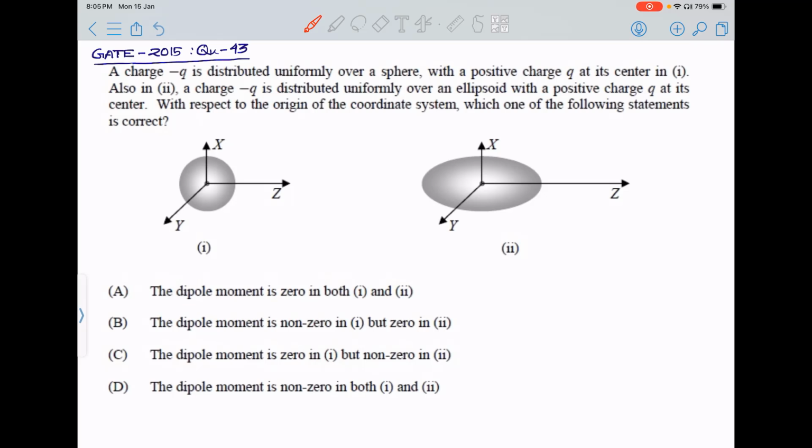So two figures are given in which in both of the cases plus q charge is kept at the center and minus q charge is distributed around the surface of the sphere as well as the ellipsoid. And the four options are: the dipole moment is zero in both 1 and 2; the dipole moment is non-zero in 1 but 0 in 2; the dipole moment is 0 in 1 but non-zero in 2; and finally, the dipole moment is non-zero in both 1 and 2. So let us solve the problem.